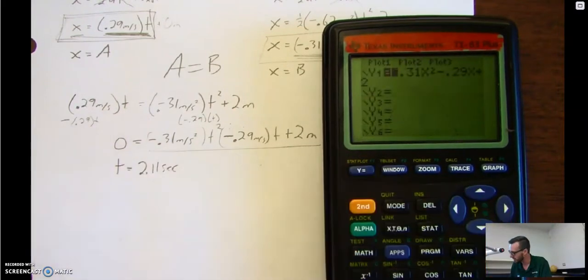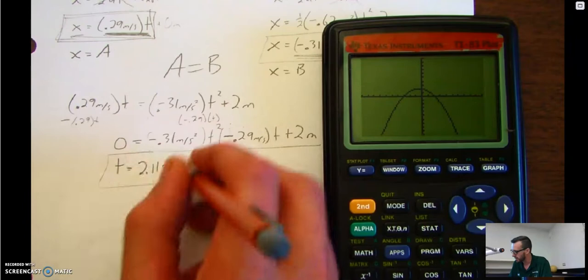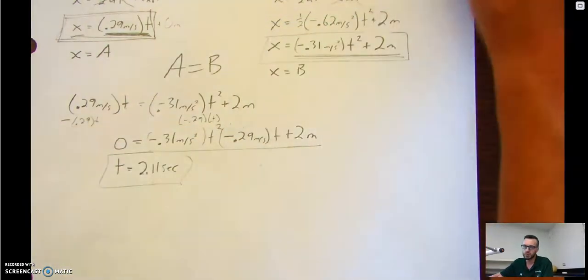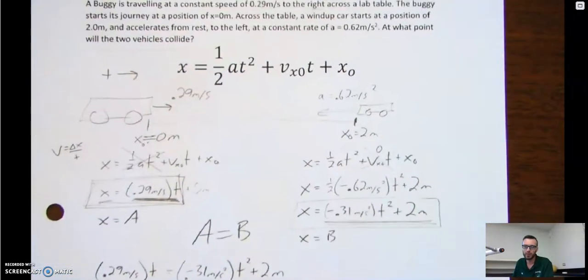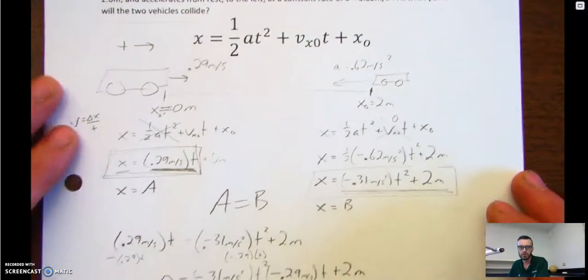To review, you type it into y equals, you graph it, you do second calc, give it a left bound, a right bound, and a guess, and it'll spit the answer out for you. Now you're like, well, that's all well and good, Mr. Simpkins, but we still don't have the answer, right? Because the question didn't say when do they meet. It says at what point will they meet. Well, I have good news for you. All this work wasn't for nothing.